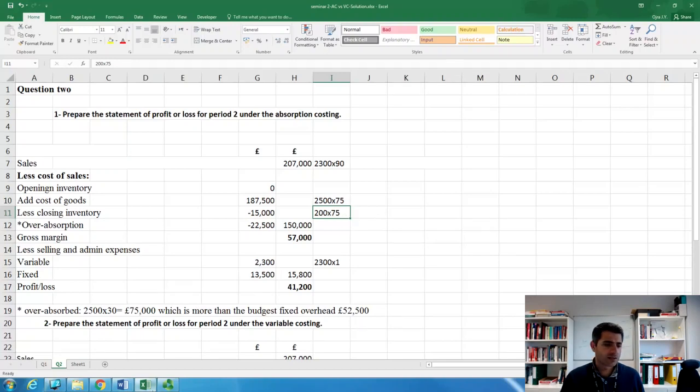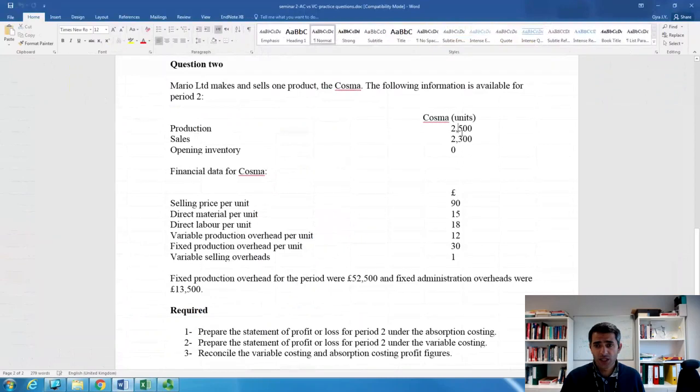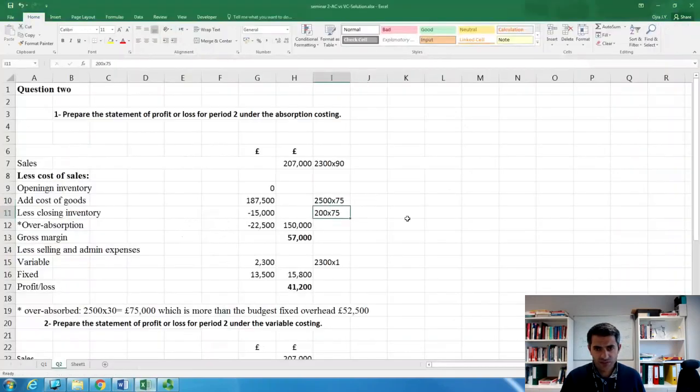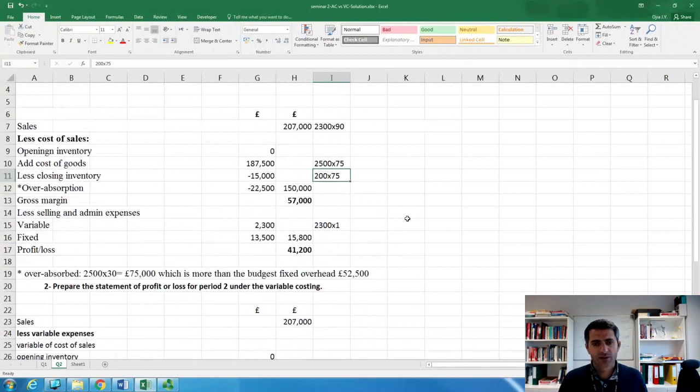Why 200 units? Remember, because we produced here 2,500 units, and we ended with what? We ended with 2,300. So in this case, I would say that 200 units left, isn't it? Would you agree? So that's 200. You multiply by 75. That comes to the closing inventory.